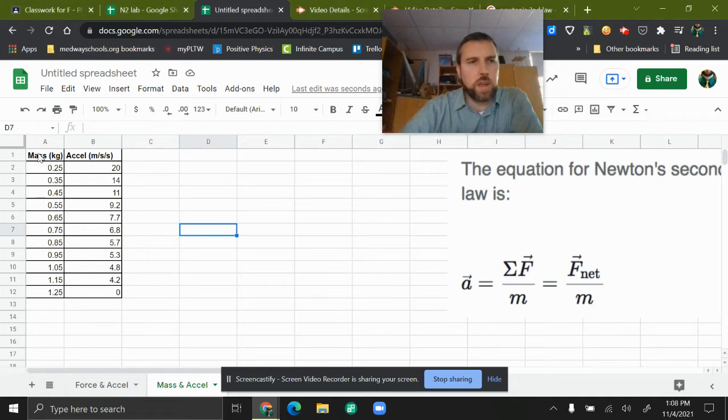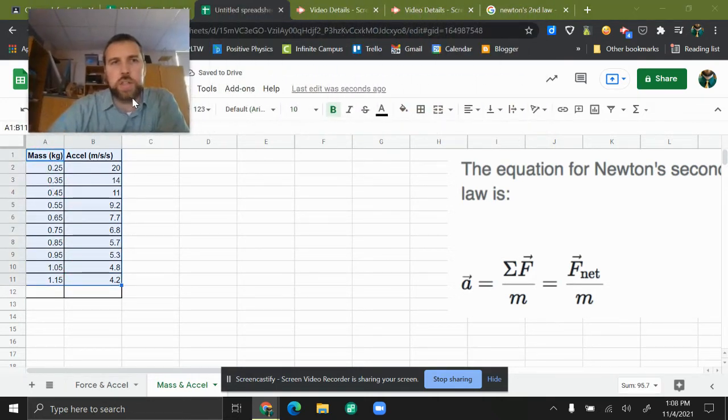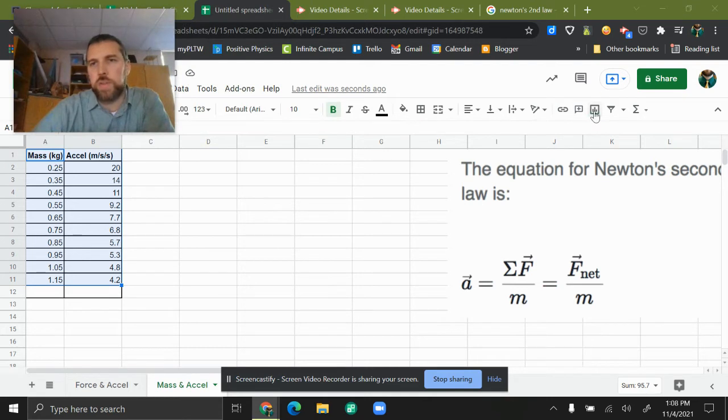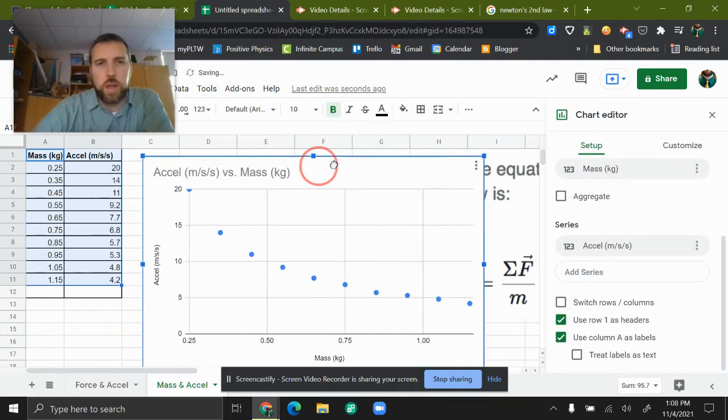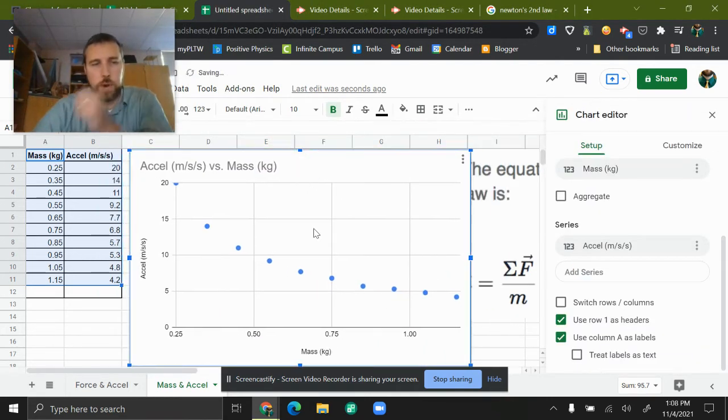Okay, so we're graphing mass and acceleration data. Let's take a look at that. I did also cover the basics of graphing in Sheets in the previous video, so I'm going to gloss over some of that here. Click the little graph button. I get a scatter plot, which is what I want. The labels are already in there.